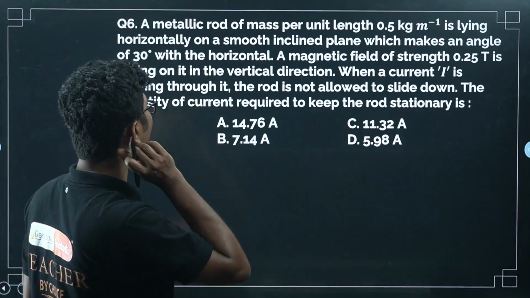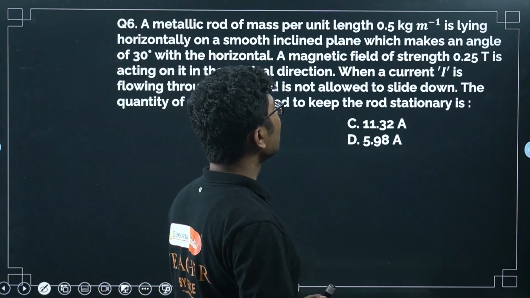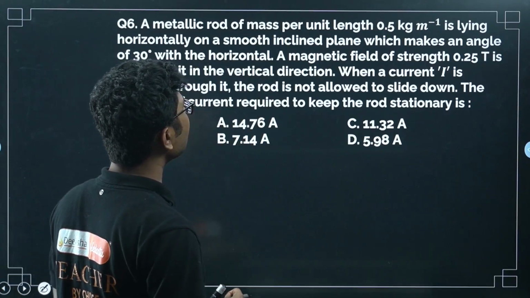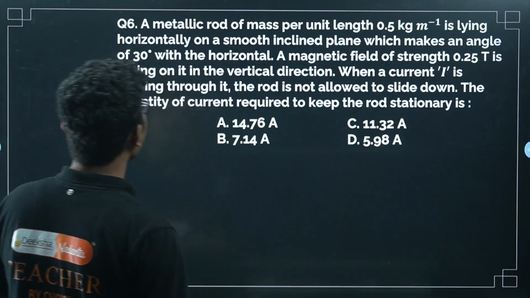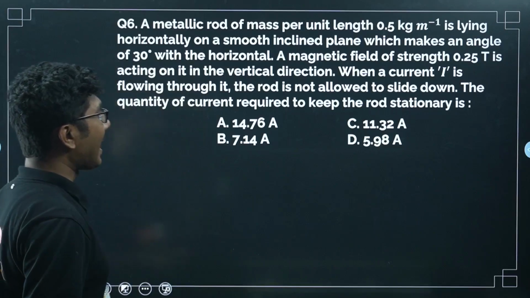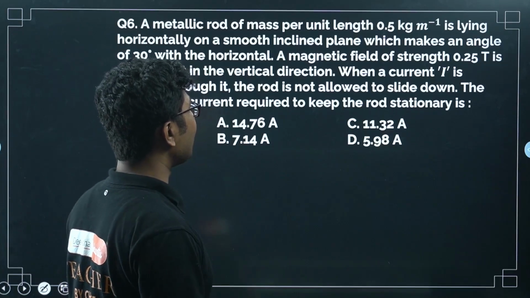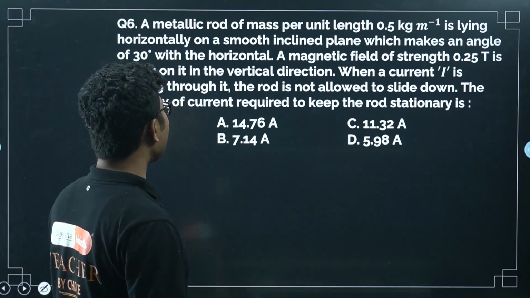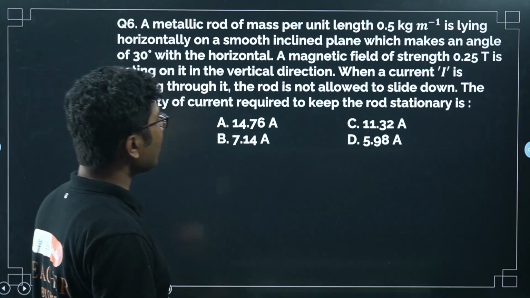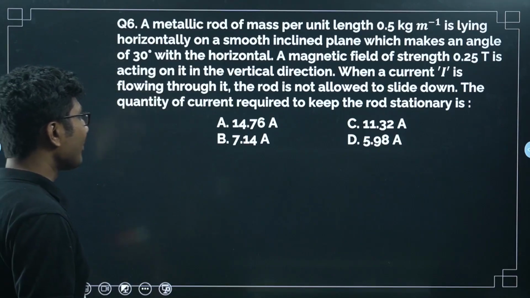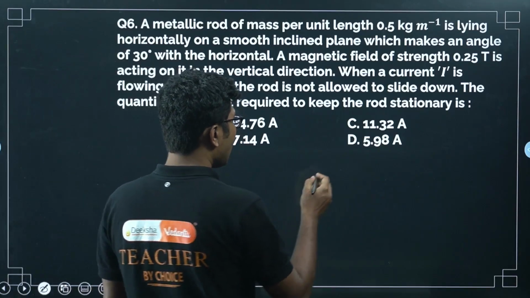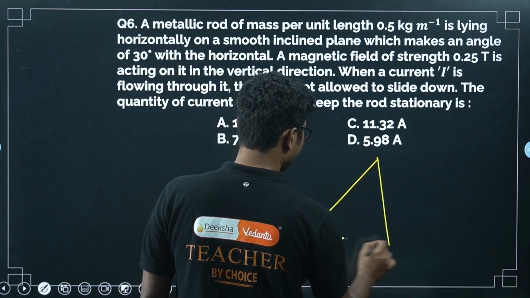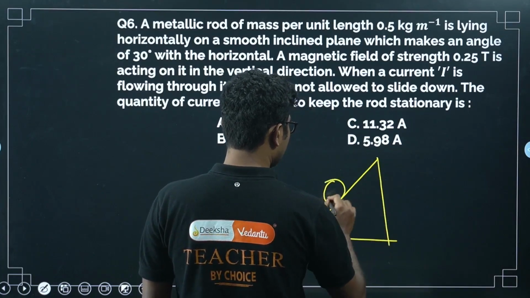A metallic rod of mass per unit length 0.5 kilogram per meter is lying horizontally on a smooth inclined plane which makes an angle 30 degree with the horizontal. A magnetic field of strength 0.5 Tesla is acting on it in the vertical direction. When the current I is flowing through it, the rod is not allowed to slide down. The quantity of current required to... I have solved this question during my class as well. So I told you, the only thing missing in this question is the diagram. Otherwise it is very difficult.